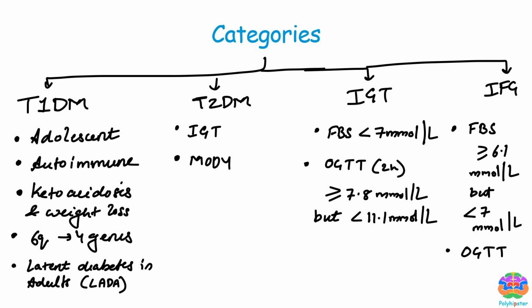which is a rare autosomal dominant form of type 2 diabetes mellitus affecting the young with a positive family history. Now, impaired glucose tolerance is a condition where fasting blood sugar is less than 7 millimole per liter and oral glucose tolerance test at 2 hours is more than 7.8 millimole per liter, but less than 11.1 millimole per liter. Whereas impaired fasting glucose is where fasting blood sugar is more than or equal to 6.1 millimole per liter, but less than 7. So in order to exclude diabetes mellitus, we have to do an OGTT.